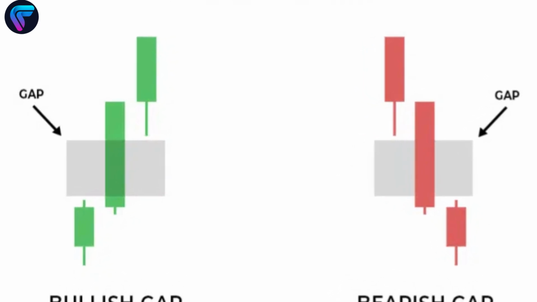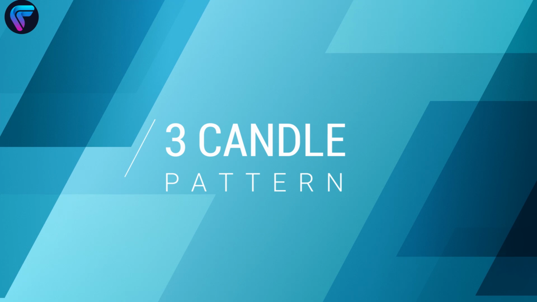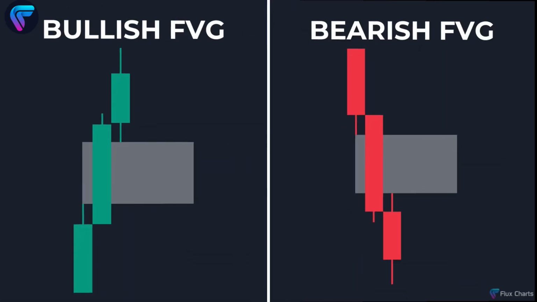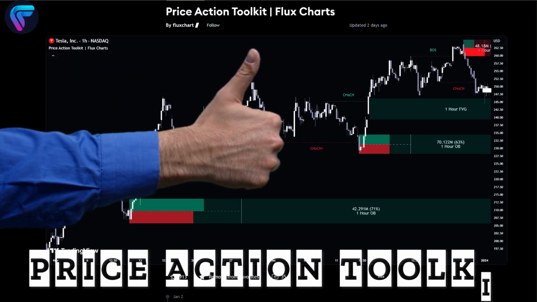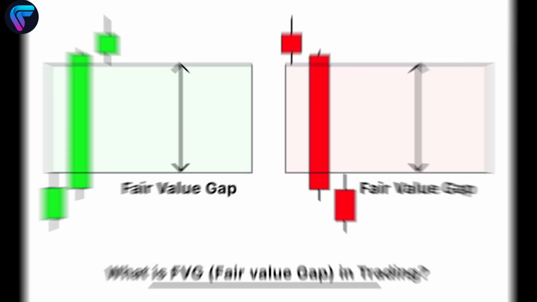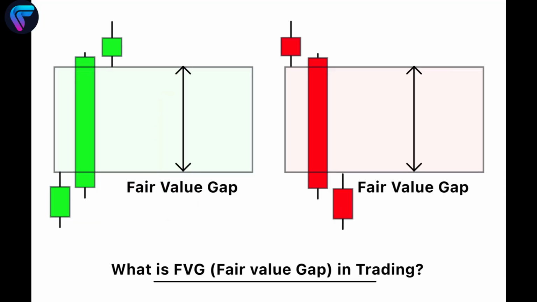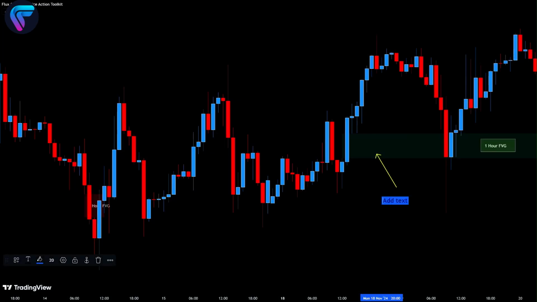Now, usually finding these fair value gaps means looking for a 3-candle pattern, a big candle between 2 smaller ones. However, you don't need to search for them anymore because this toolkit does all the hard work for you. It finds these fair value gaps automatically and even draws a highlighted area on your chart.